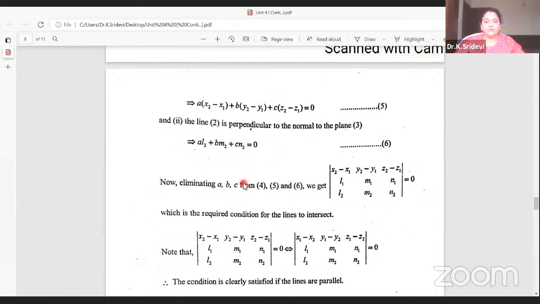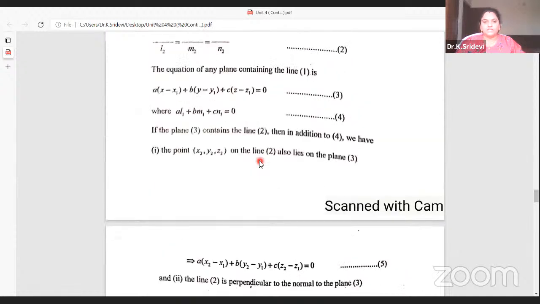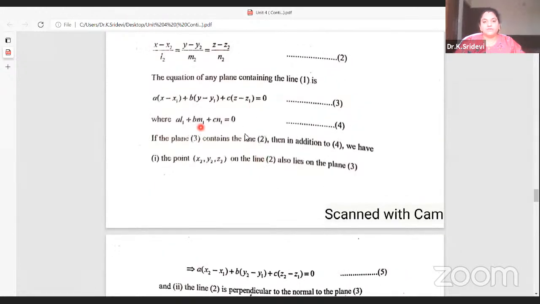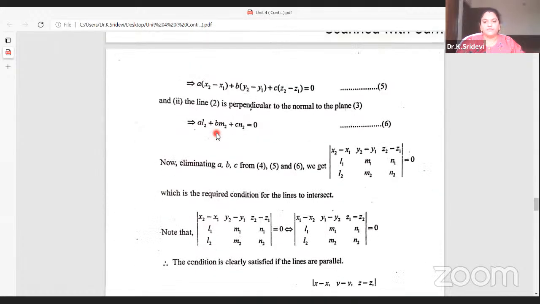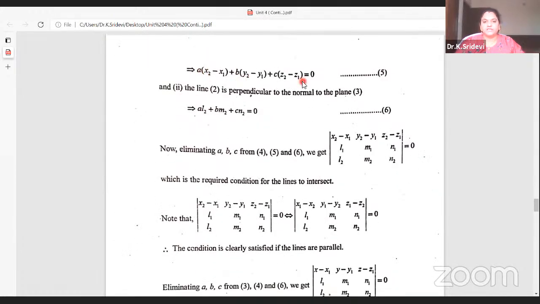Now we are going to solve the equations. Which equations? 4, 5, 6. The fourth equation is in terms of A, B, C, the fifth equation is in terms of A, B, C, and the sixth is also in terms of A, B, C. So we can eliminate A, B, C from these three equations 4, 5 and 6. We get the determinant form like this, with the coefficients of A, B, C respectively.